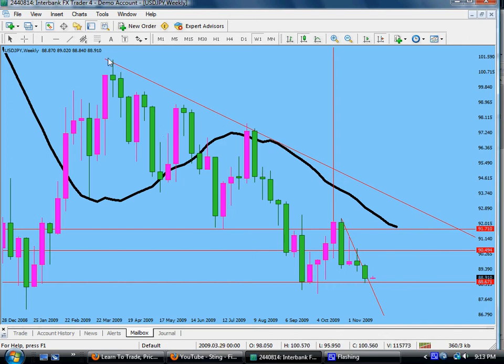Now, I've showed you a bearish trade, and once you hit a resistance level, what you are looking to do is you're looking for a shorting opportunity unless your candle closes above your trend line.